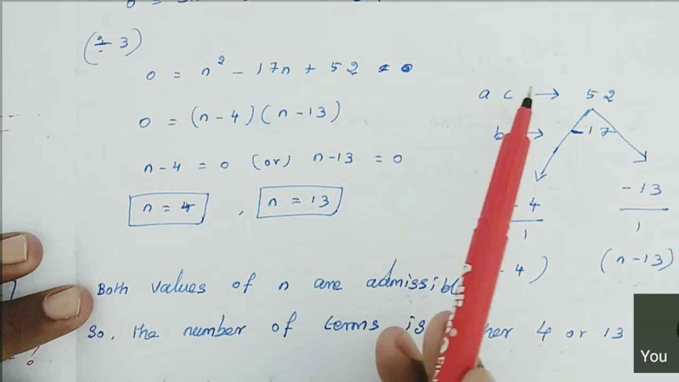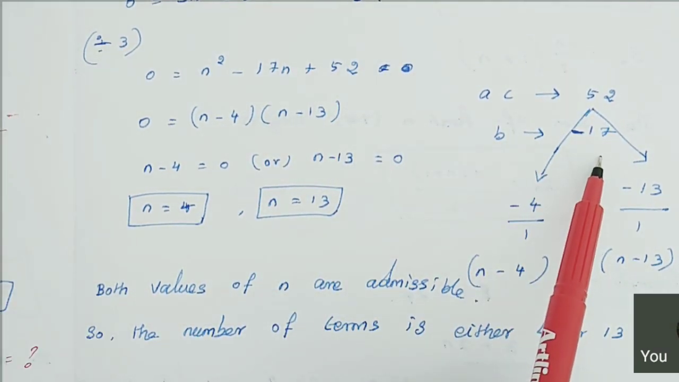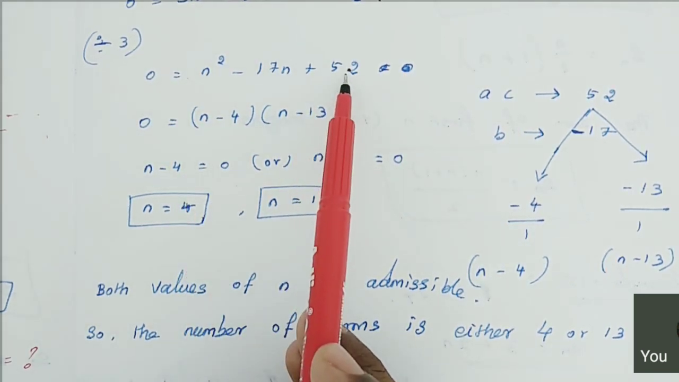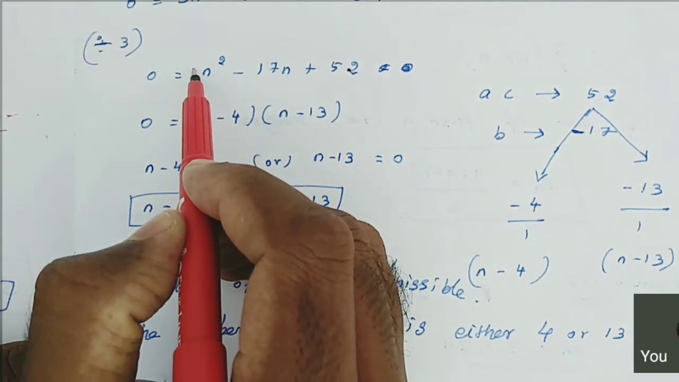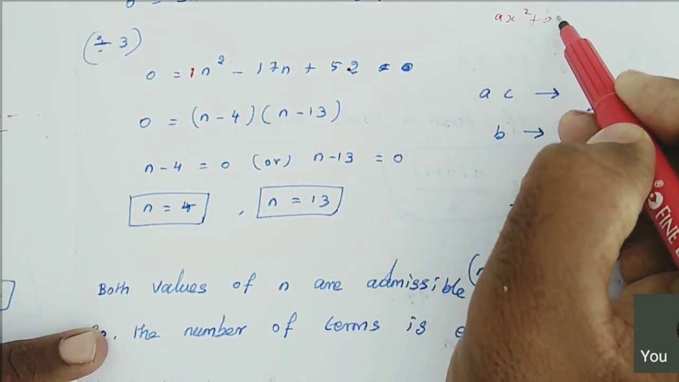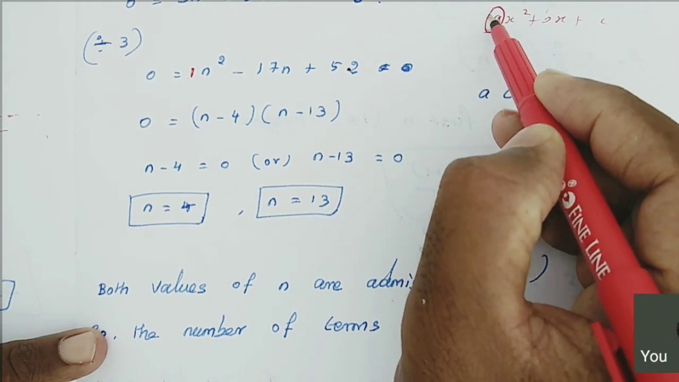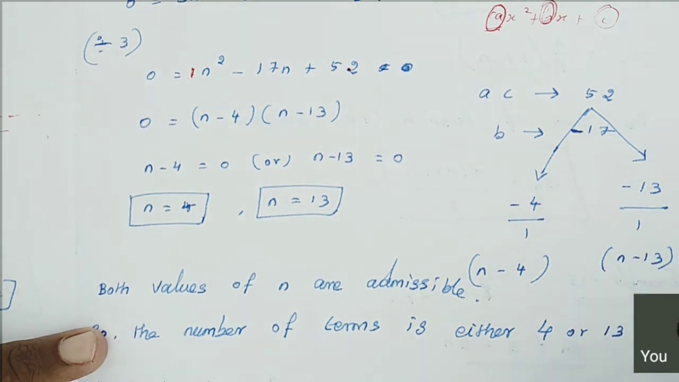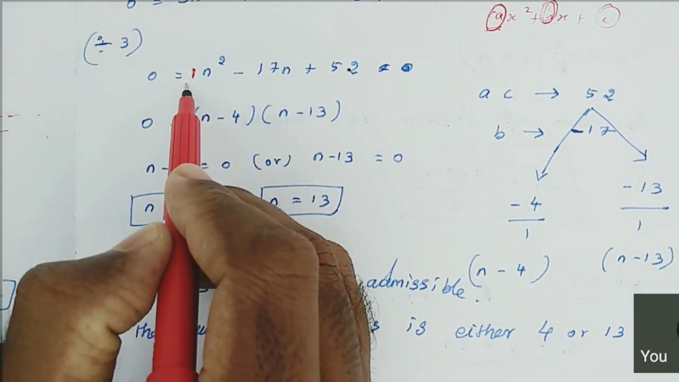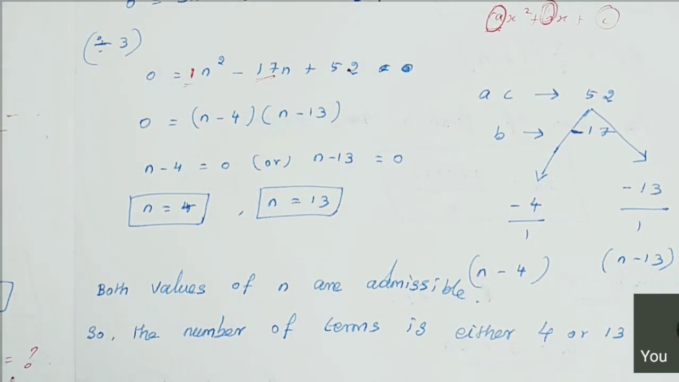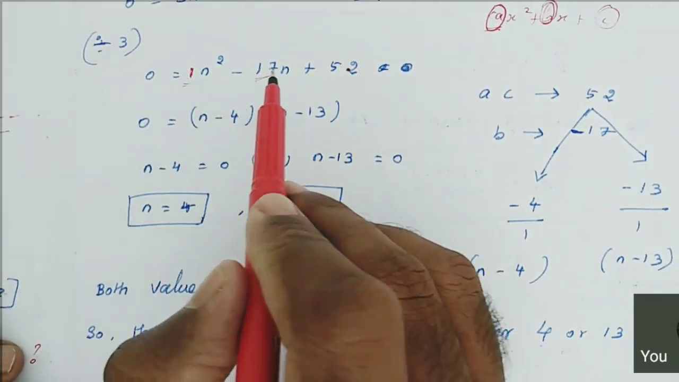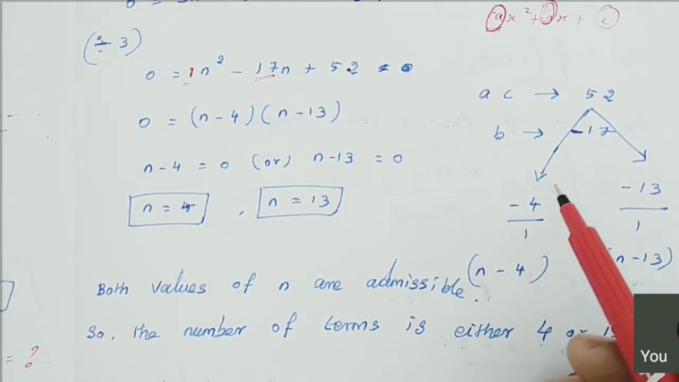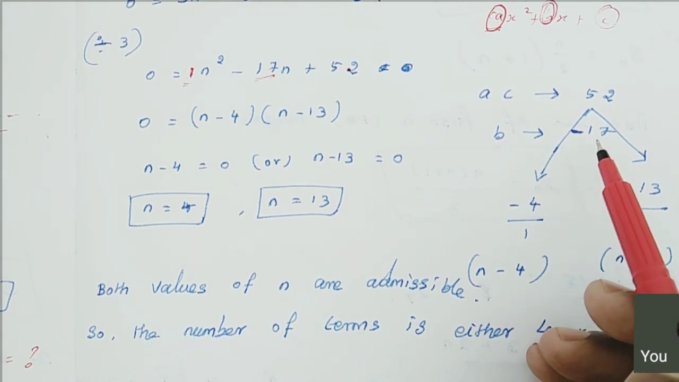So a into c, that is 52, b value minus 17. Actually listen, see here, the general form is ax squared plus bx plus c. a means the coefficient of x squared, b means the coefficient of x, c is the constant, right? So here n squared is the variable, and we take only the coefficient of x squared. So 1 into 52, that is 52, b value 17. Now when we add two numbers, it should become 17, and when we multiply the two numbers, it should become 52.